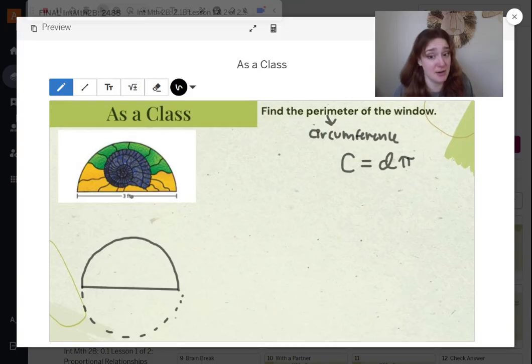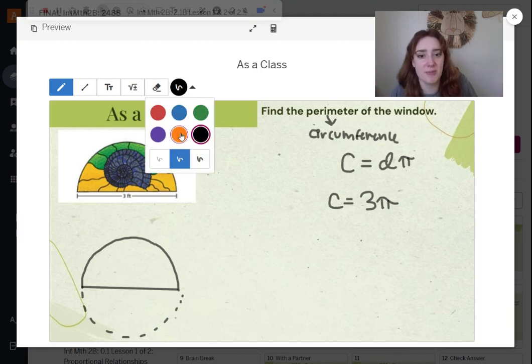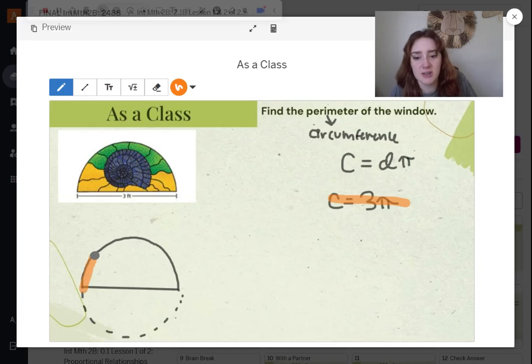Okay, so we are given the diameter, 3 feet. So let's plug it in. So 3 times pi, we can just leave it there. We can leave it in terms of pi, that's okay. So the full circumference is 3 pi, and I'm just going to show that as a visual here. This is what we just found. We just found this total circumference.